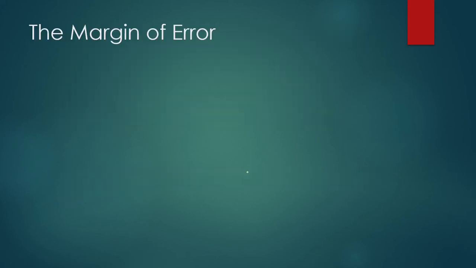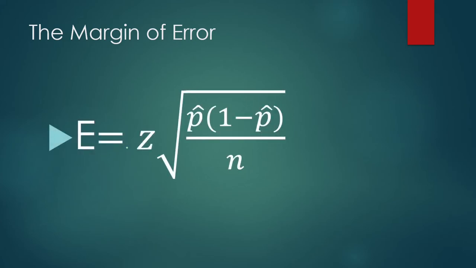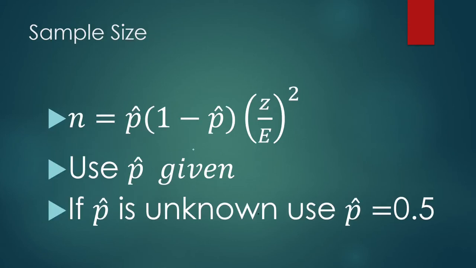The margin of error for a proportion is defined as E equals Z times the square root of p hat times the quantity 1 minus p hat divided by n. If I were to solve for n, I get the equation n equals p hat times the quantity 1 minus p hat times the quantity z over E, quantity squared.